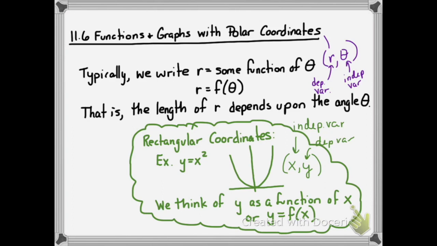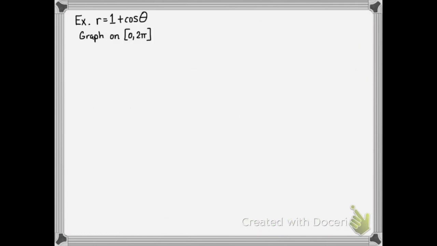Okay, so let's take a look at our first example of a function using polar coordinates. Our example is r equals 1 plus cosine of theta, and we are going to graph this function on the interval from 0 to 2 pi. When you first started talking about graphing functions in college algebra, you might have started by plotting a bunch of points and then connecting the dots. So we're going to try that here first.